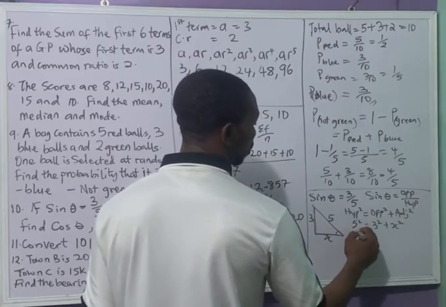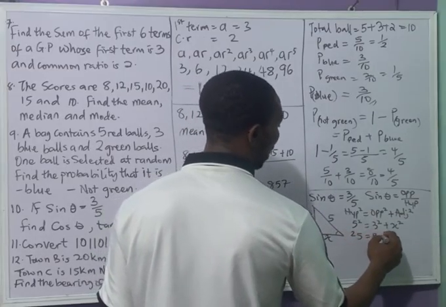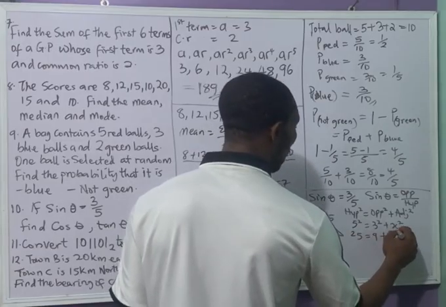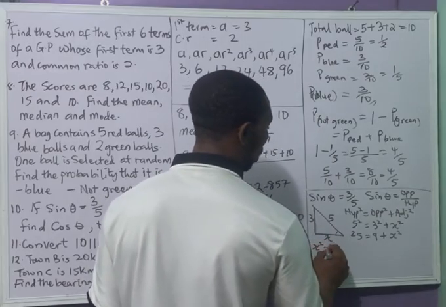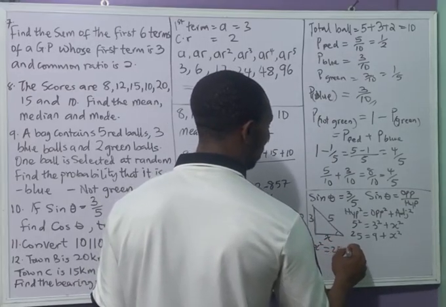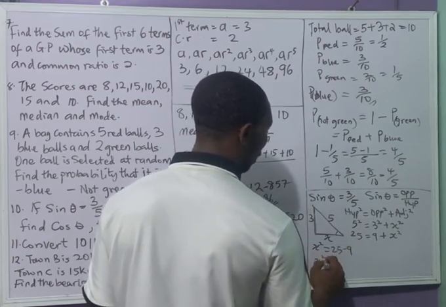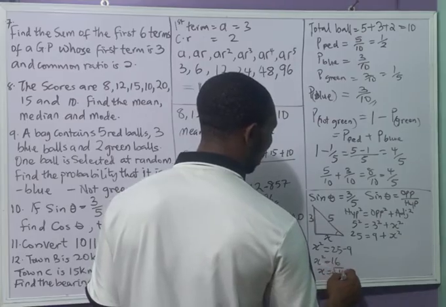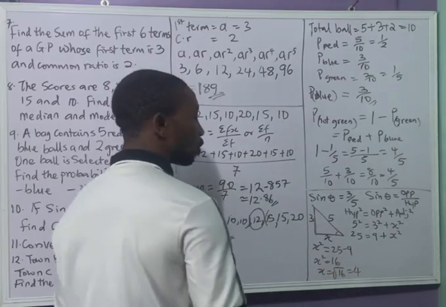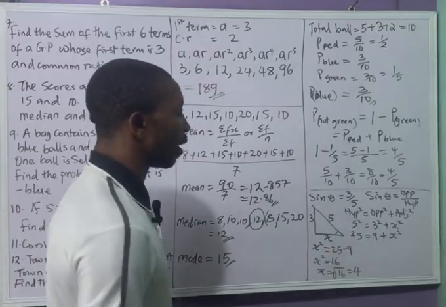So this gives us 25 equals 9 plus x squared. So our x squared equals 25 minus 9. So x squared equals 16. X equals the square root of 16, which is 4. So the value of x would be 4.